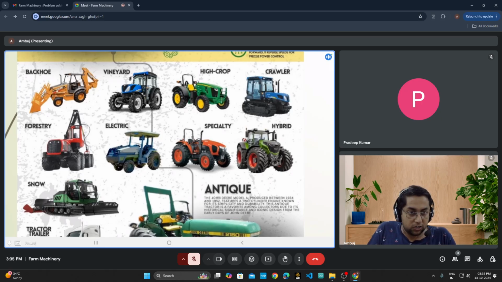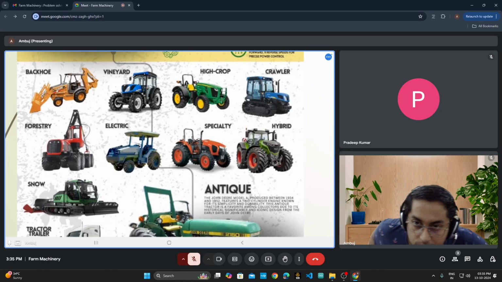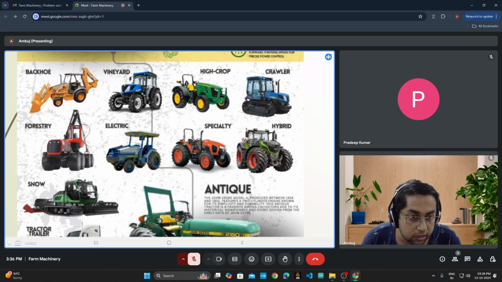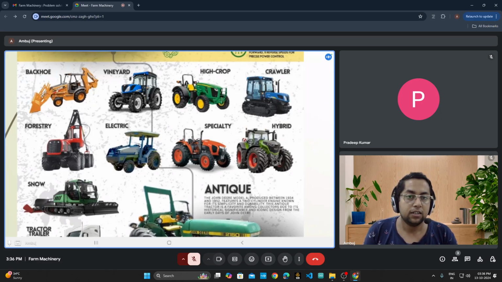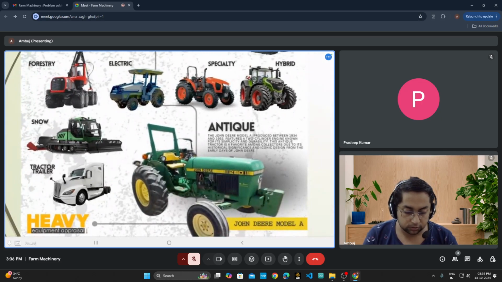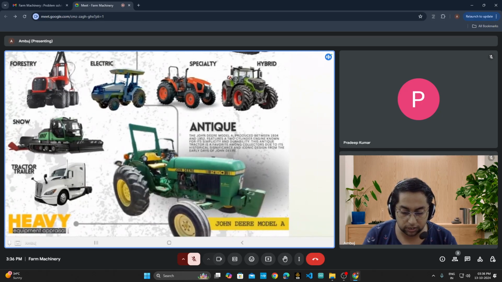These are operated through battery only, but they provide us the propulsion in a much more efficient manner. So please do research about them. You can also note it down for your own understanding. Then specialty tractors are there, and hybrid tractors are there. Then snow tractors are there. These are all very prevalent in foreign countries. Then tractor trailers. Trailers can also be classified as tractors only. And antique tractors.